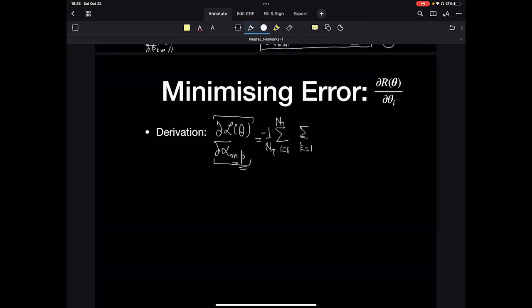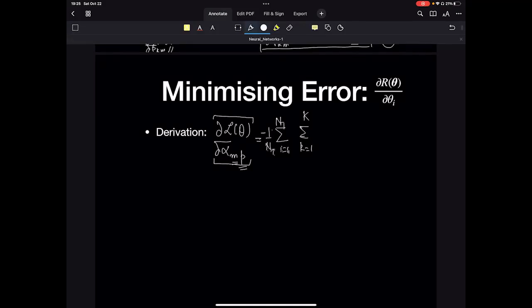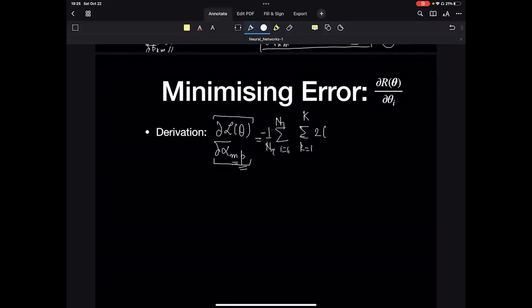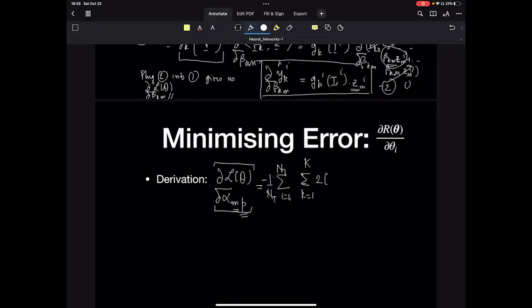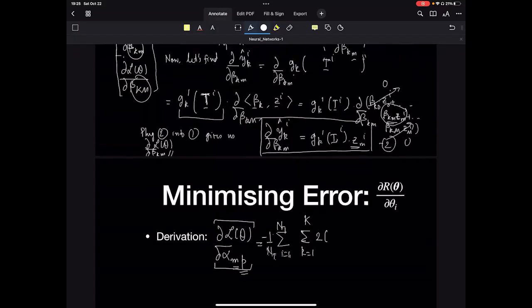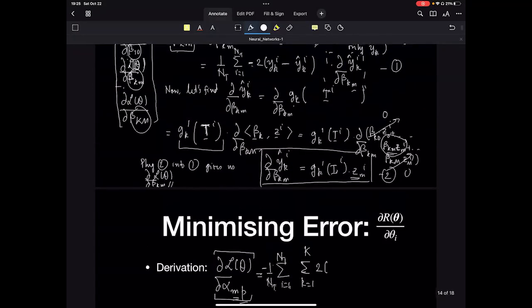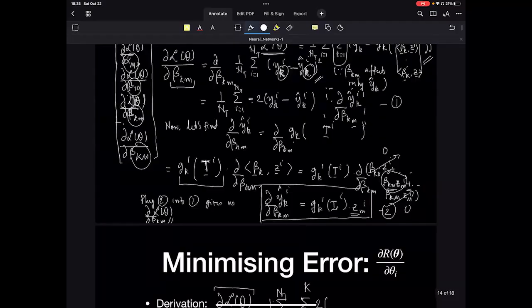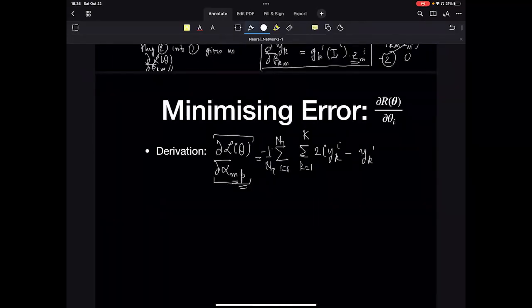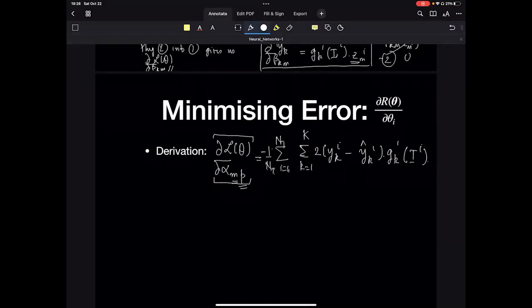k going from 1 to capital K. I have the negative term already outside, so I have twice. We have an expression that looks very similar. So I have yki minus yki hat times, everything is very similar. So I have a gk prime of ti times the partial derivative of this guy now.